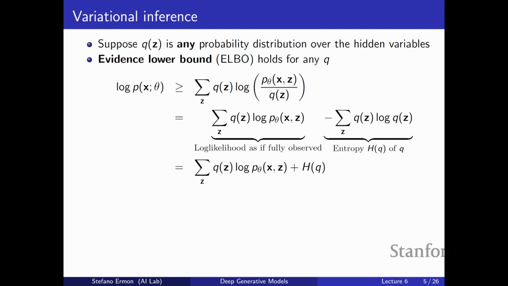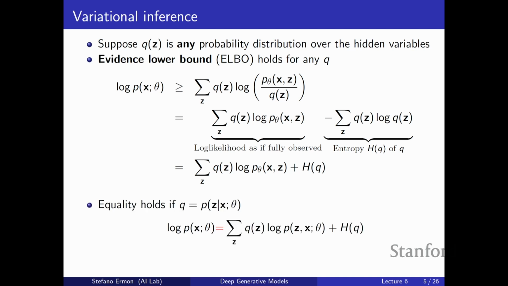So this ELBO has two pieces. There is a term that depends on the entropy of Q, and there is a term that depends on the average log probability when you guess the missing parts of the data using this Q distribution. The higher the sum of these two terms is, the closer you get to the evidence, to the true value of the marginal likelihood.